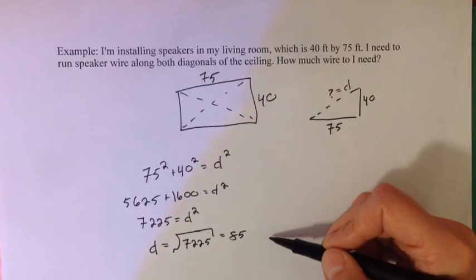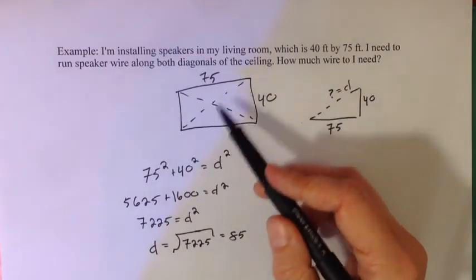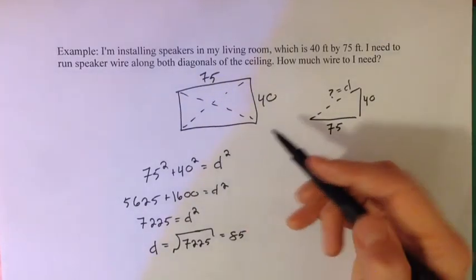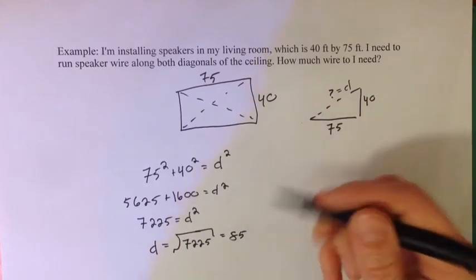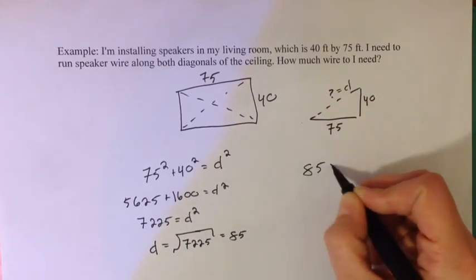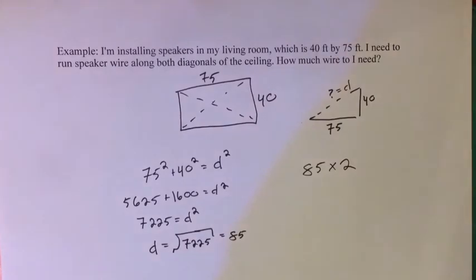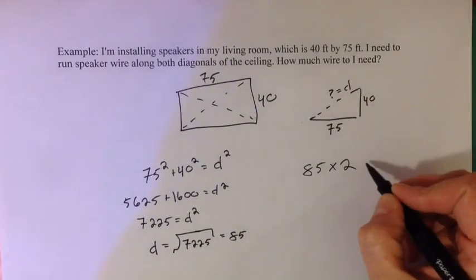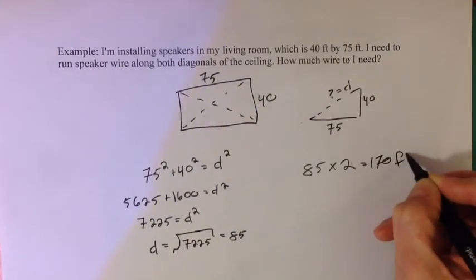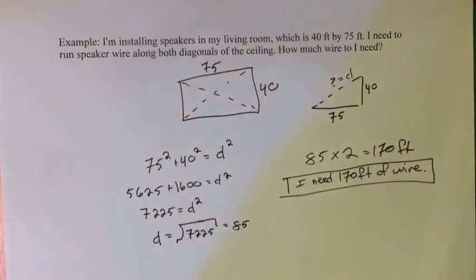But we're not quite done yet. I needed to string wire along both diagonals, so I need not 85 feet, but 85 multiplied by 2, which is 170 feet of wire. So I need 170 feet of that.